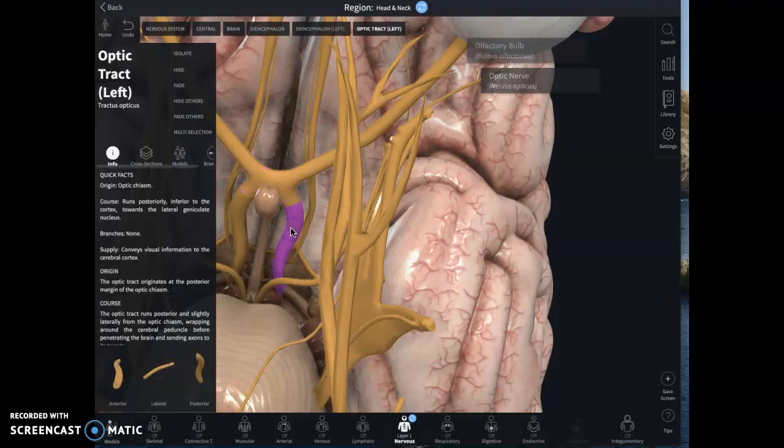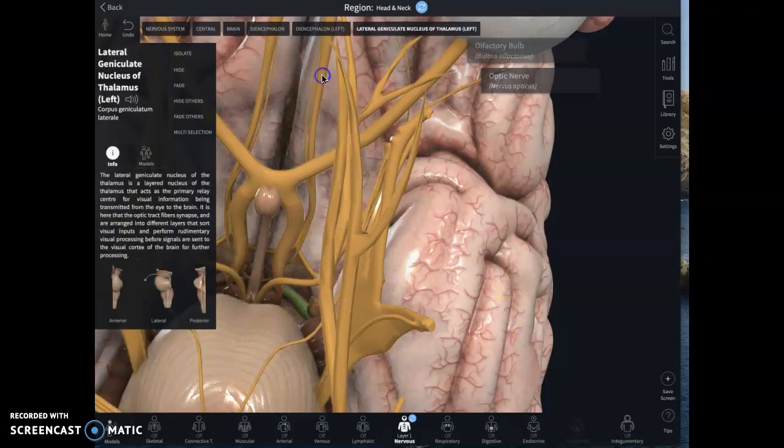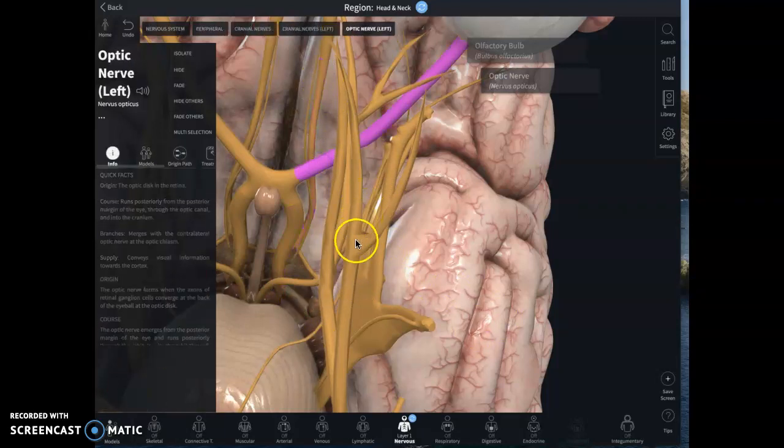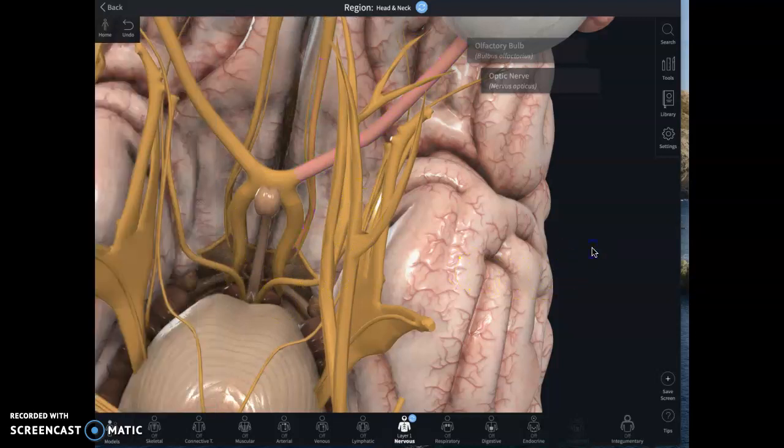So this is our next structure right here. That is the optic tract. They're like, okay, it's in the brain now, we're going to call it a tract. And it's going into the thalamus back here. So olfactory, optic. The third one is called the oculomotor.